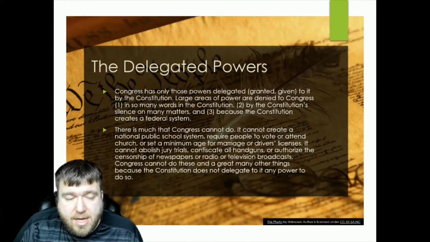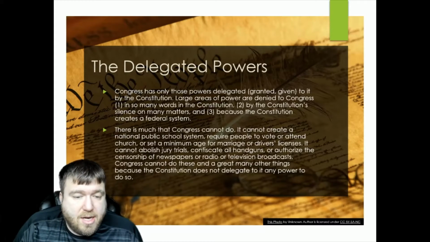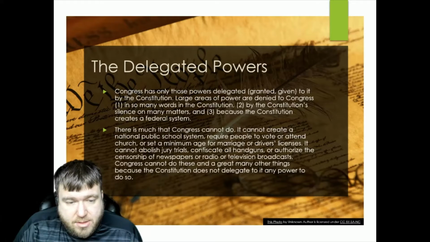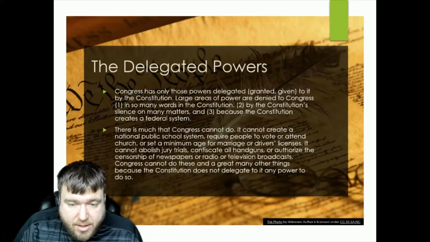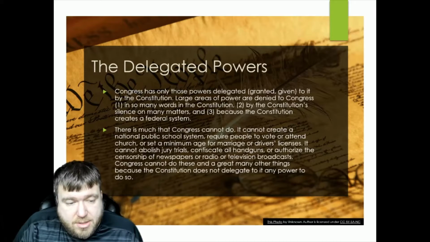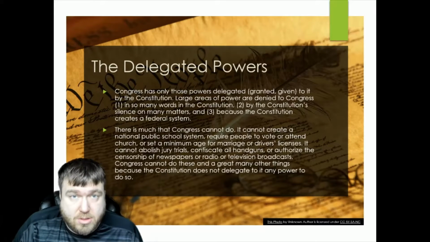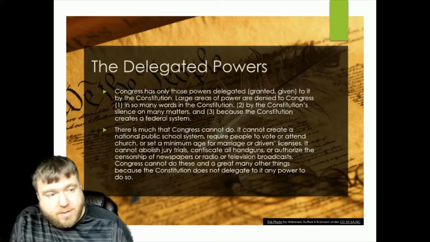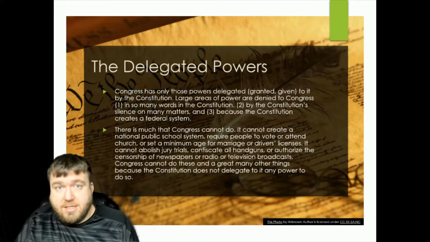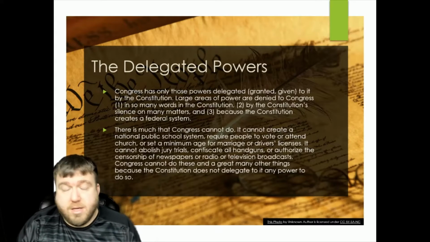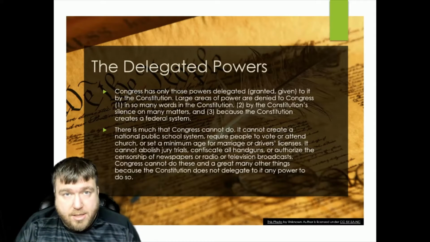It cannot create a national public school system, require people to vote or attend church, or set a minimum age for marriage or driver's licenses. It cannot abolish jury trials. It cannot confiscate all handguns or authorize the censorship of newspapers or radio or television broadcasts. Congress cannot do these and a great many other things because the Constitution does not delegate to it any power to do so. So while there are a lot of powers that the Congress has, there are a lot of things that it simply cannot do because the Constitution does not grant it those powers.